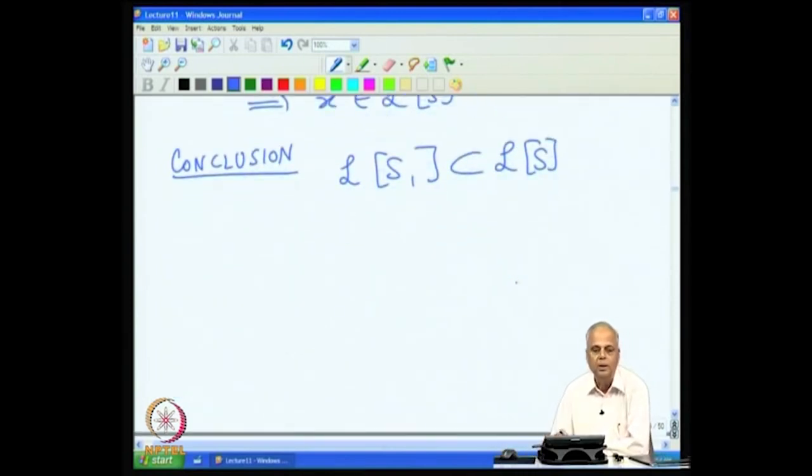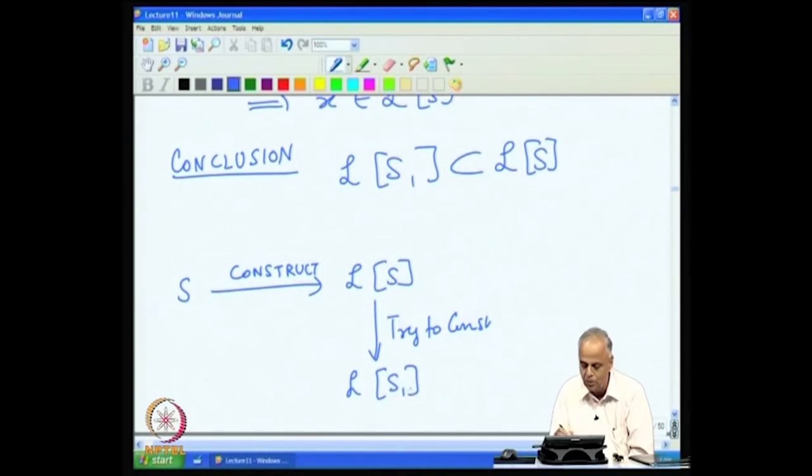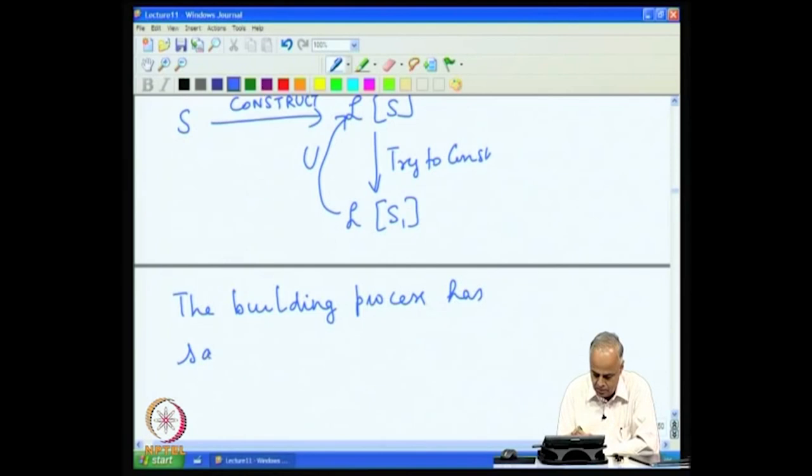So, what does that all mean? We started with S, we constructed LS, then from LS we tried to construct LS1. How did we construct this? Choose an S1 which is in LS and try to construct the linear combination of S1, it pulls you back to LS. LS1 is contained in LS. So, in other words, this construction process, this building process, has saturated at the LS stage.